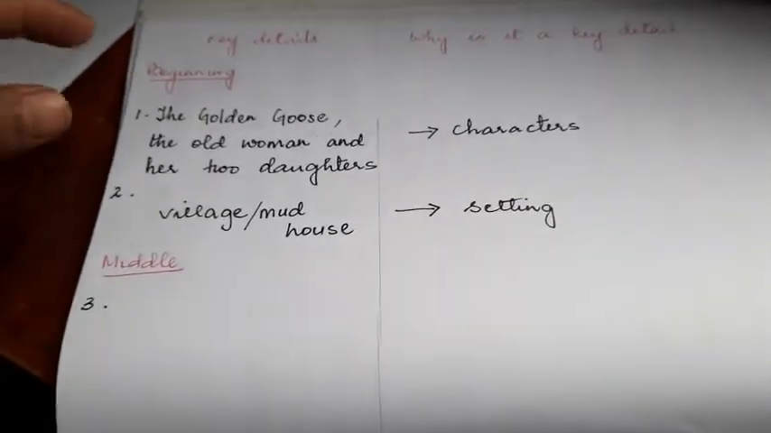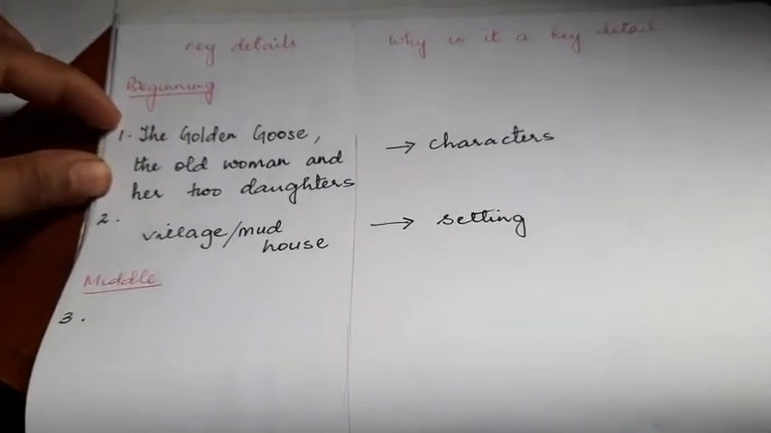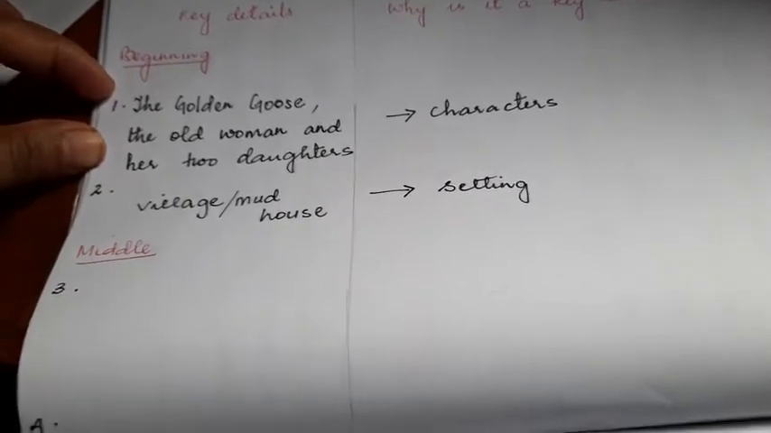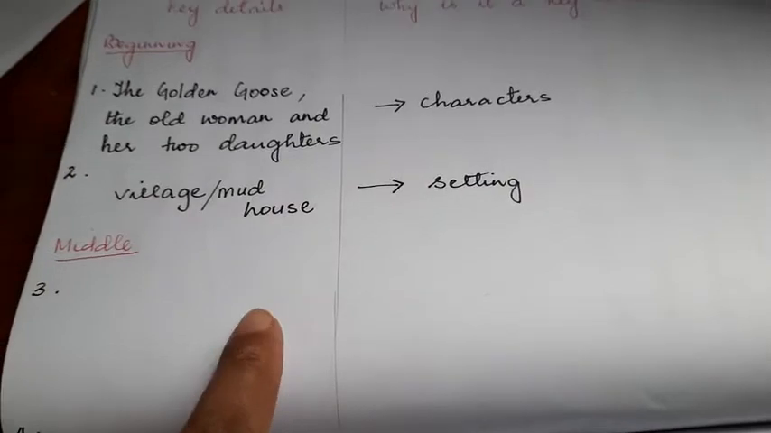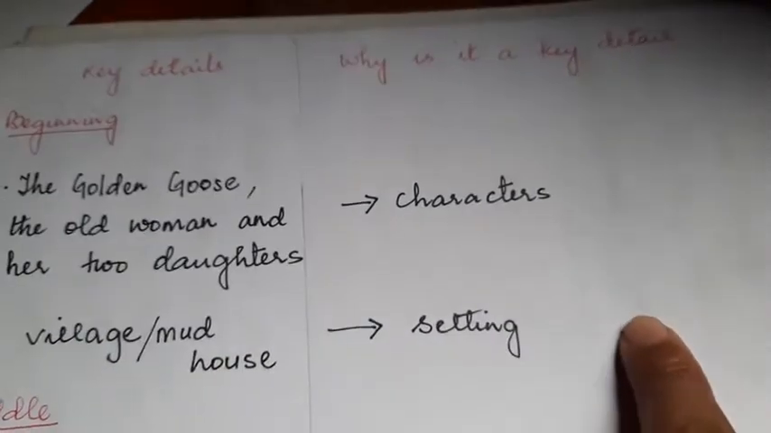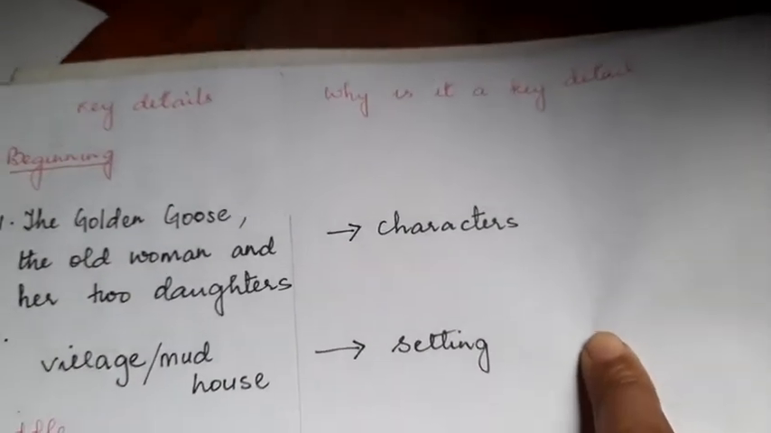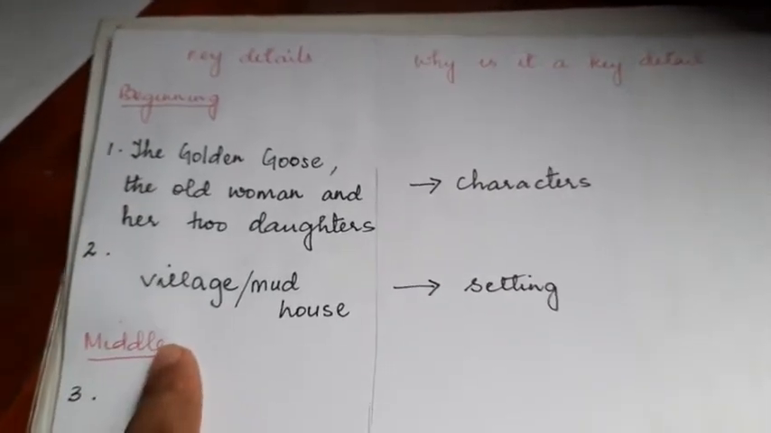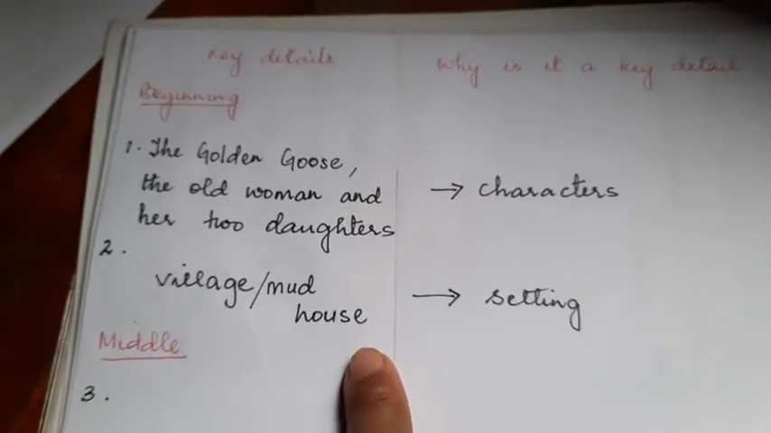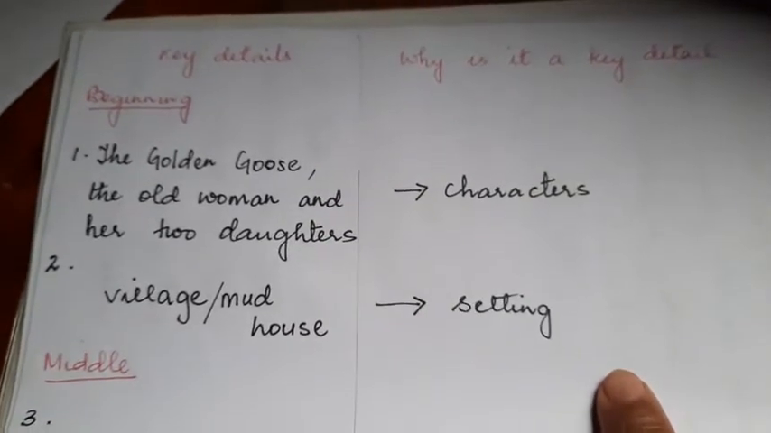So in the beginning, the first point I already told you was the characters. So you would just write the Golden Goose, the old woman, and her 2 daughters. These become the characters of your story. So in why is it a key detail, you would just write character. The second one, village or mud house. So this becomes your setting. You would just write setting. So the middle and the end, I would like you to do by yourself. Today's homework would just be S2.